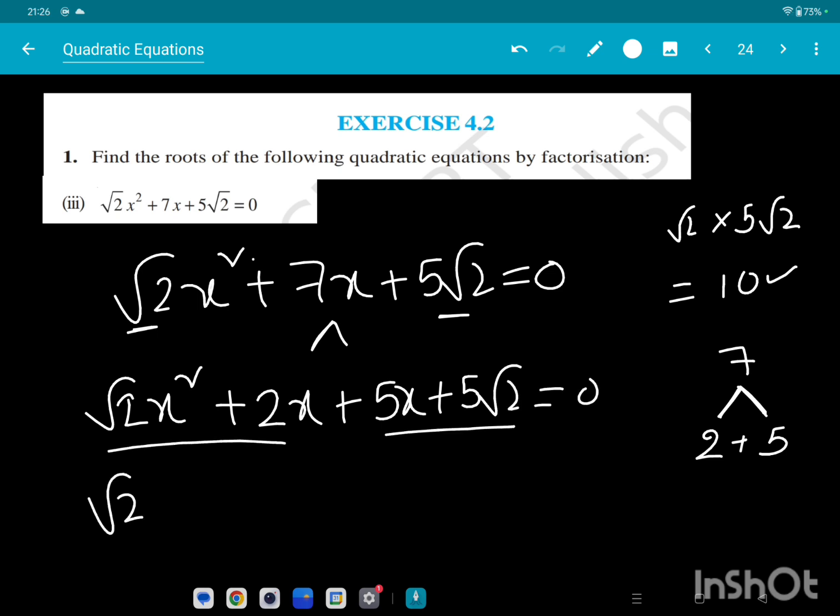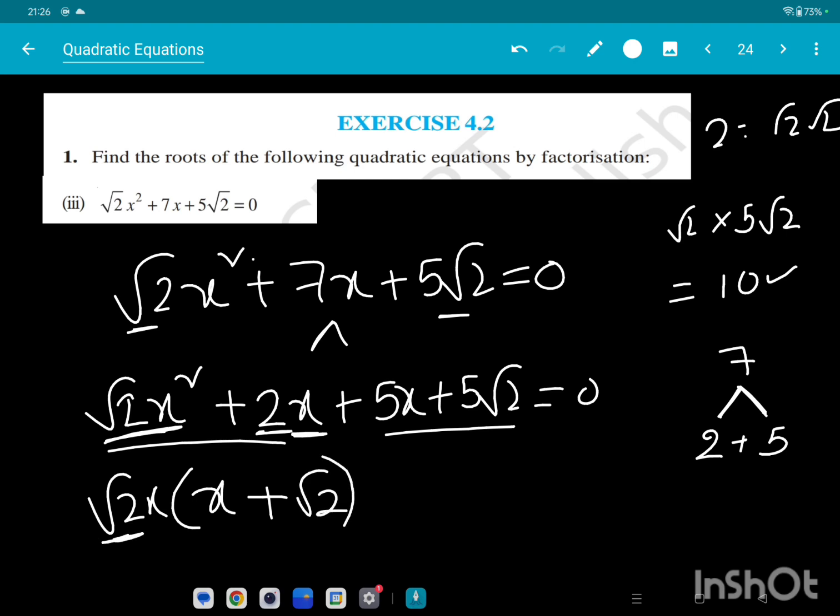If I take root 2x as common, then what are the remaining terms here? In this term, the remaining term is x only. Plus here, if I take x as common, can I write 2 as root 2 into root 2? So if I take root 2 common, then the remaining will be root 2 only. If you want, you can multiply this with these two terms, then we need to get this term only. Then here take 5 as common, then the remaining terms will be x plus root 2.